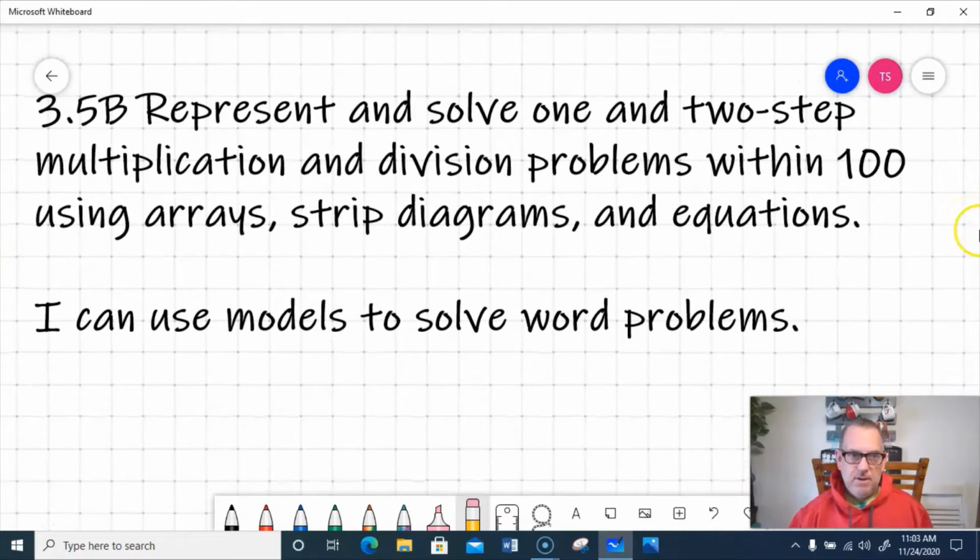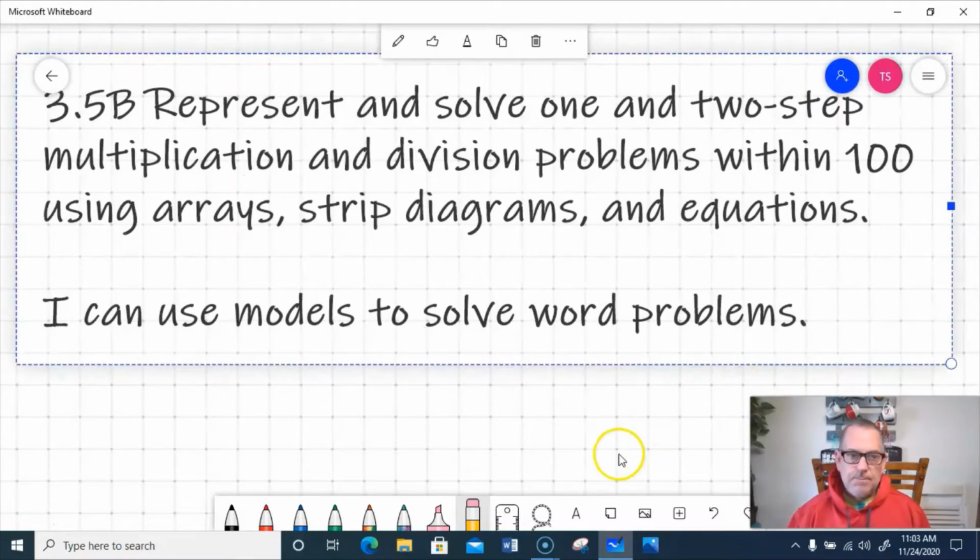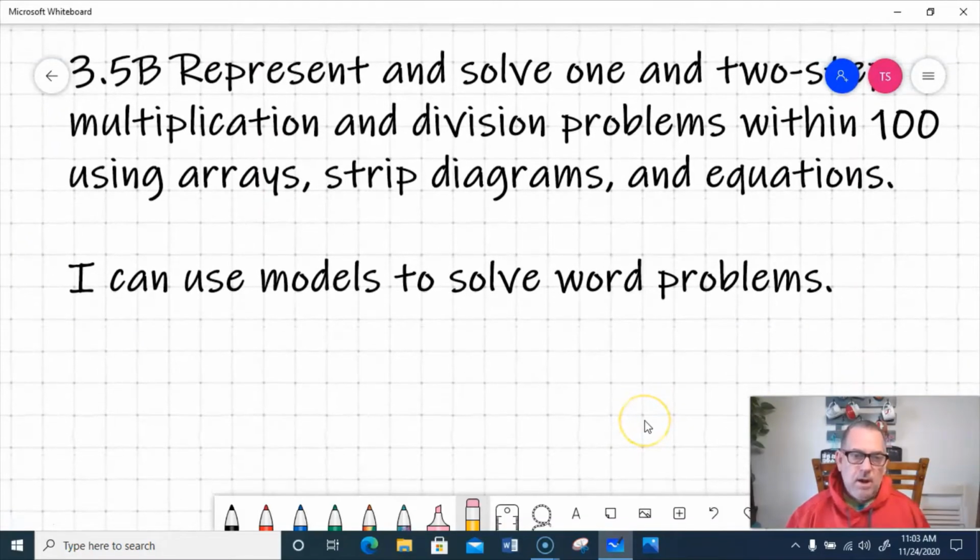Okay, our lesson objective is 3.5B, and that's represent and solve 1 and 2 step multiplication and division problems within 100 using arrays, strip diagrams, and equations. And by the end of the lesson, the I can statement is I can use models to solve word problems.